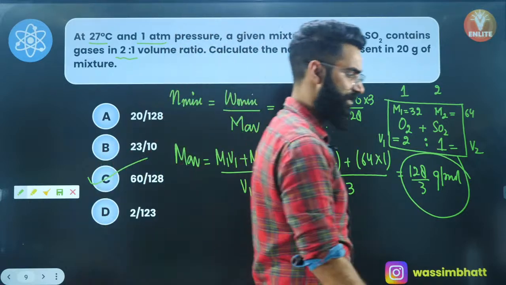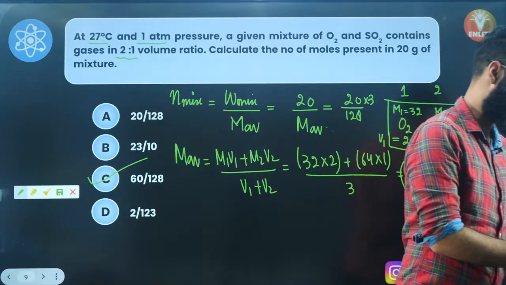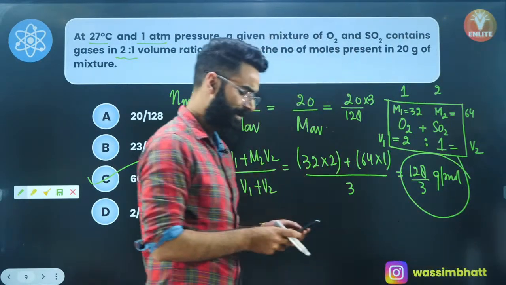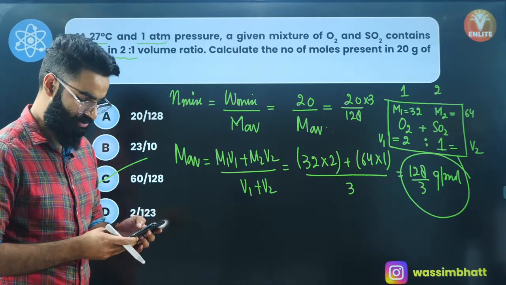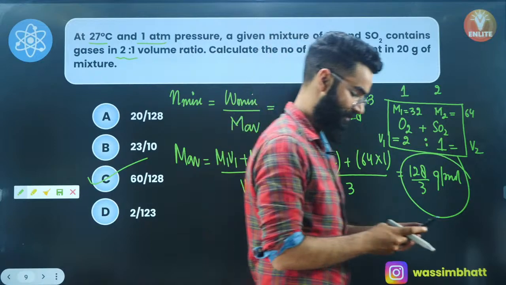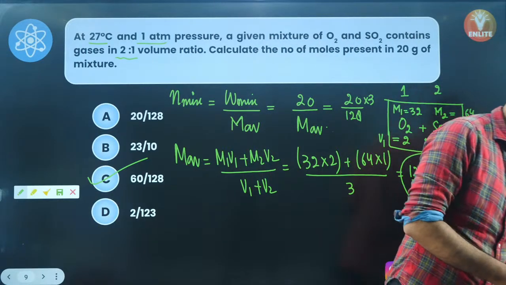You guys can let me know in the chats if it is clear to every single guy. Let me know in the chats, my dear people, if this concept is clear to everyone. Let me know if you can solve these sort of questions easily from now onwards. Let me know fast.